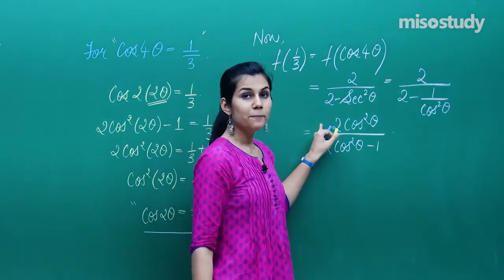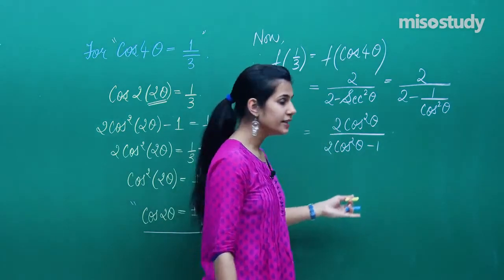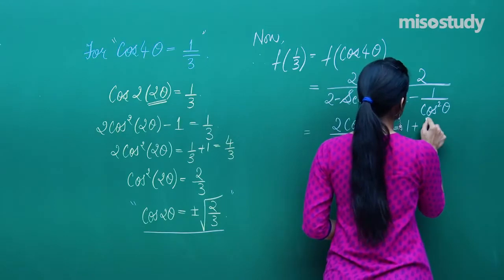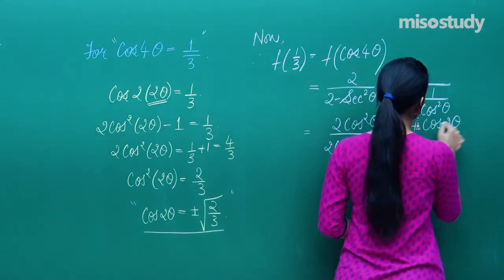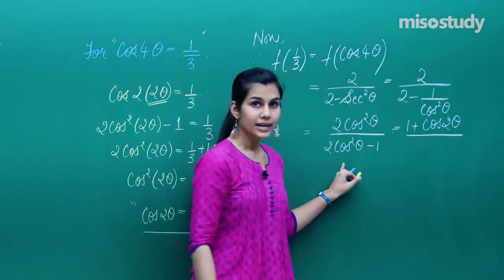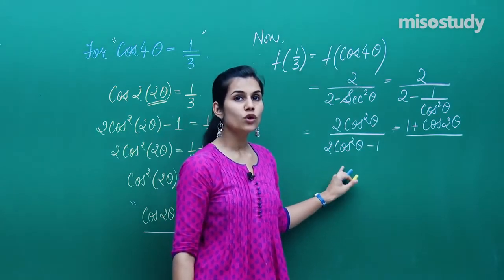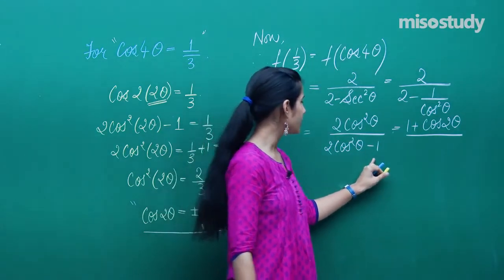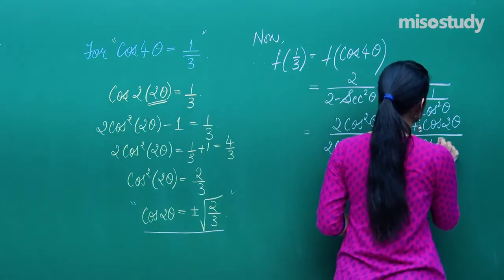Now you know 1 plus cos 2 theta is 2 cos squared theta. So this will be 1 plus cos 2 theta whole upon... again, 1 plus cos 2 theta is 2 cos squared theta. So 2 cos squared theta minus 1 is cos 2 theta.